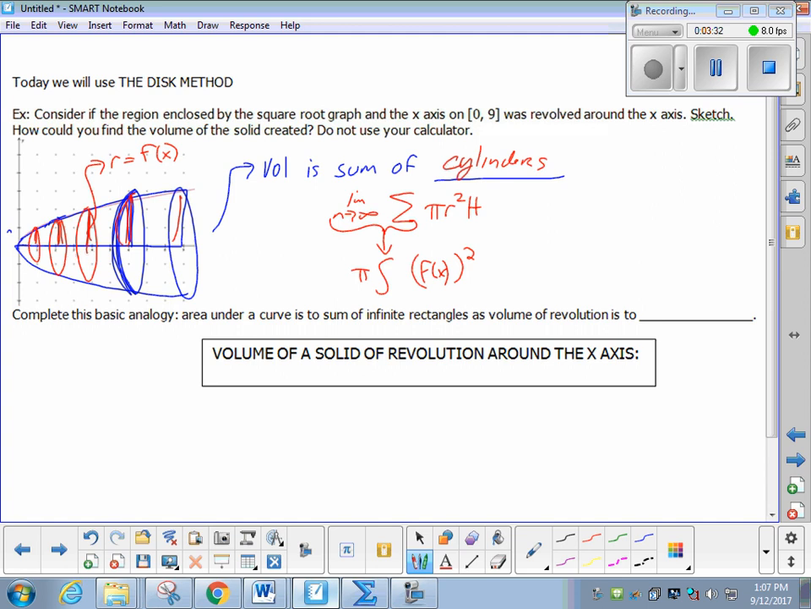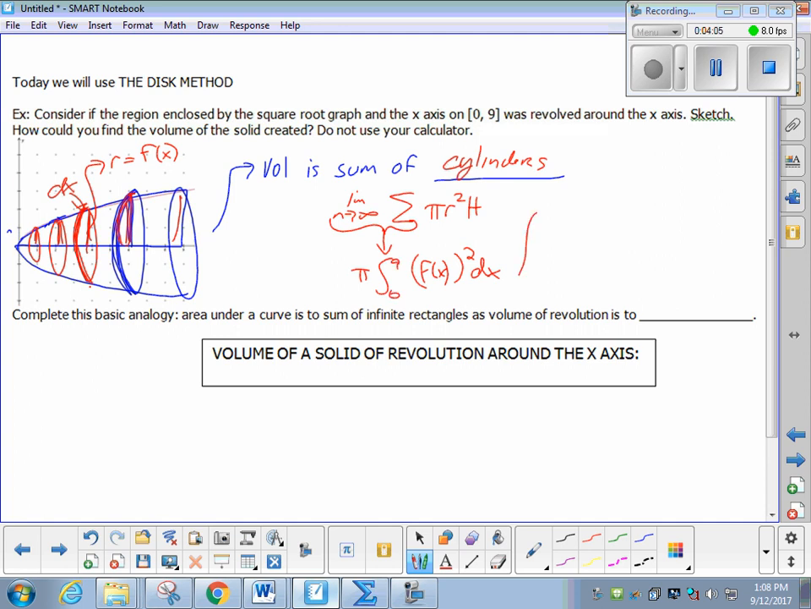What about the height? I want to add so many of these that they're so thin that they're almost circles, not even cylinders. It's paper thin. This cylinder is paper thin. What's the thickness then if it's infinitesimally thin? dx. The height is dx. The limits of integration, what do they need to be? If the x's I get are from 0 to 9, then the x limits need to be 0 to 9.